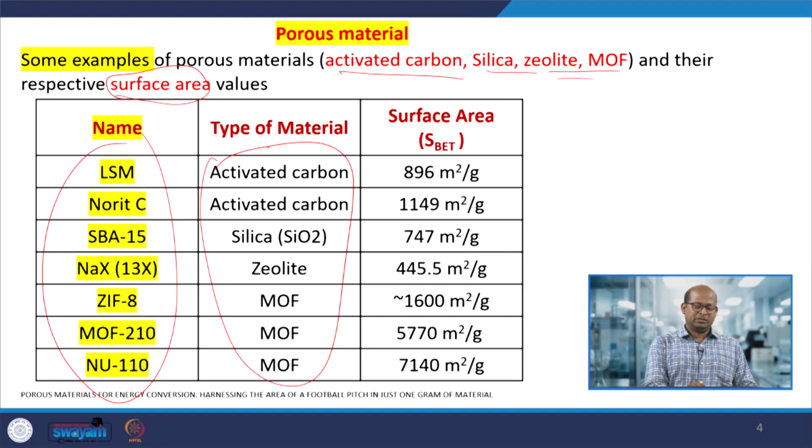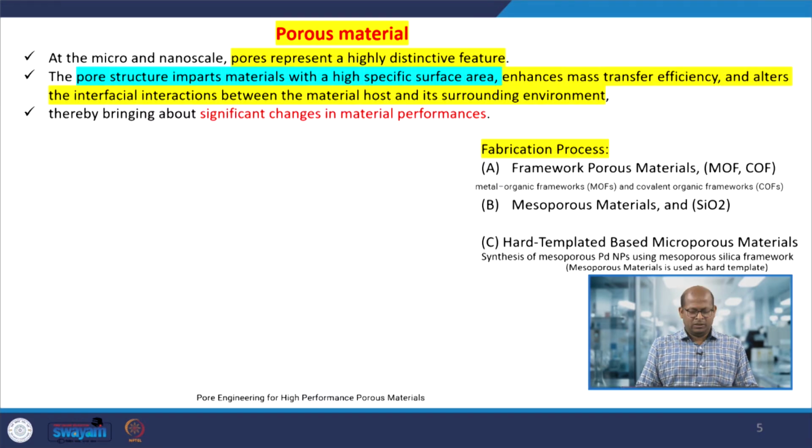So the actual material is of this type. And the surface area, you can see the specific surface area is extremely high, 896 square meters per gram for activated carbon. Also 1149 square meters per gram; depending on how you prepare the same material in different ways, the surface area would also vary. Next, at the micro scale or nano scale, the pores that form are a highly distinctive feature of these porous materials.